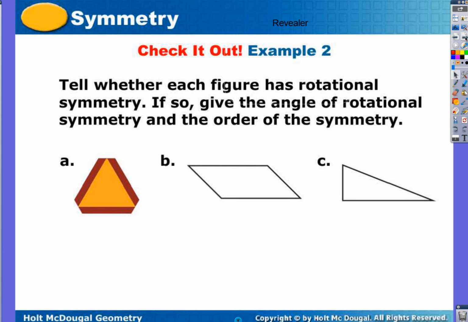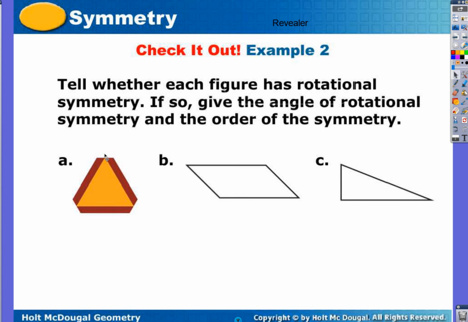Tell whether each figure has rotational symmetry, and if so, give the angle of rotational symmetry and the order. The first one's going to answer your question for you, actually. Does A have rotational symmetry? Yeah. If you pick any corner here and start to rotate it, eventually it's going to look the same, right? But how many degrees would I have to turn before it starts looking the same again?